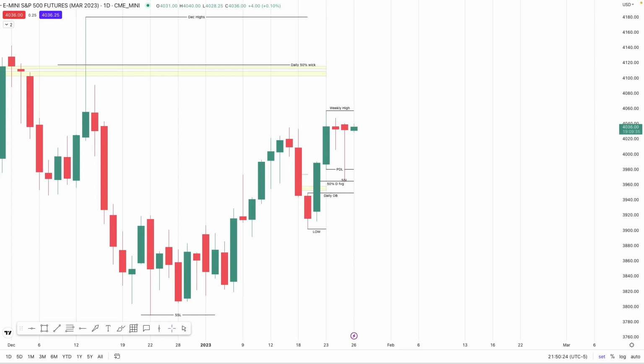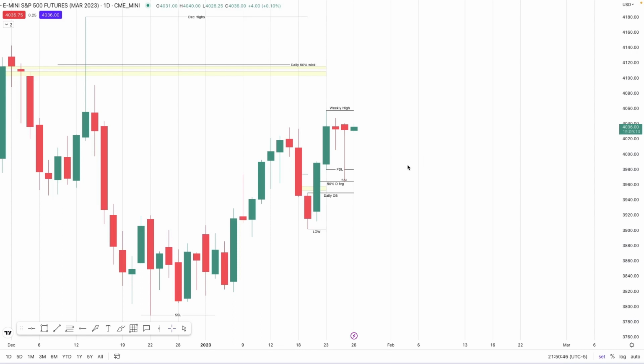All right, let's get into this recap. We are going to go over the last 2 days on ES. So we'll be covering the price action on Tuesday, the 24th, this candle right here. And then today's price action, Wednesday, the 25th, this candle right here.